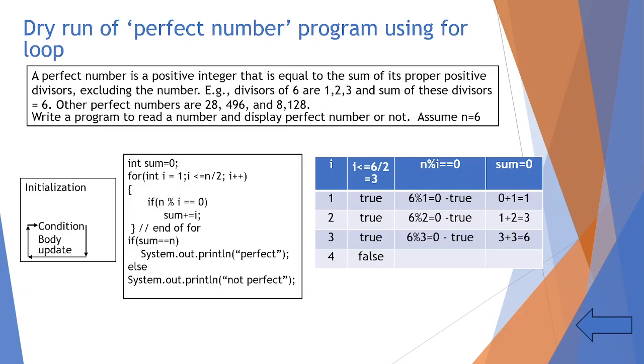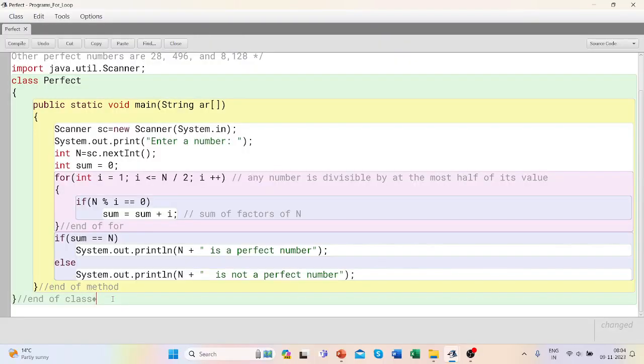Now another if condition. If the sum double equals to the number, then perfect number. Otherwise not a perfect number. So let's see the program. Now we are reading a number, enter a number. N is sc dot nextInt. I 1, I less than equal to number by 2, I plus plus.